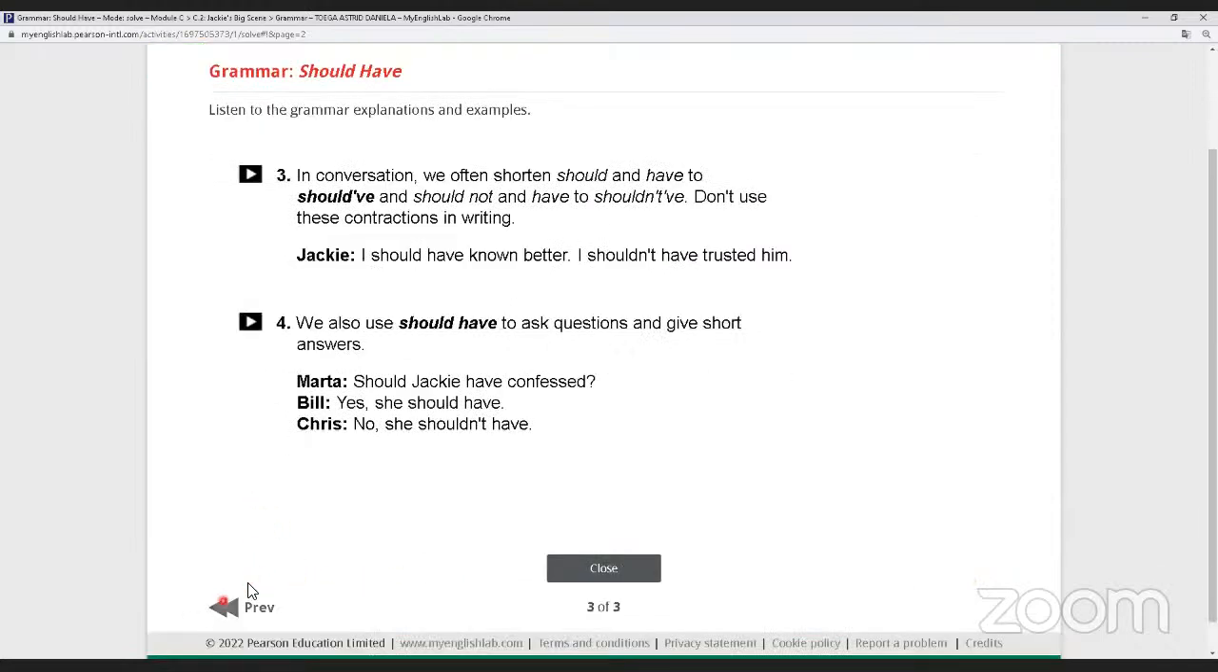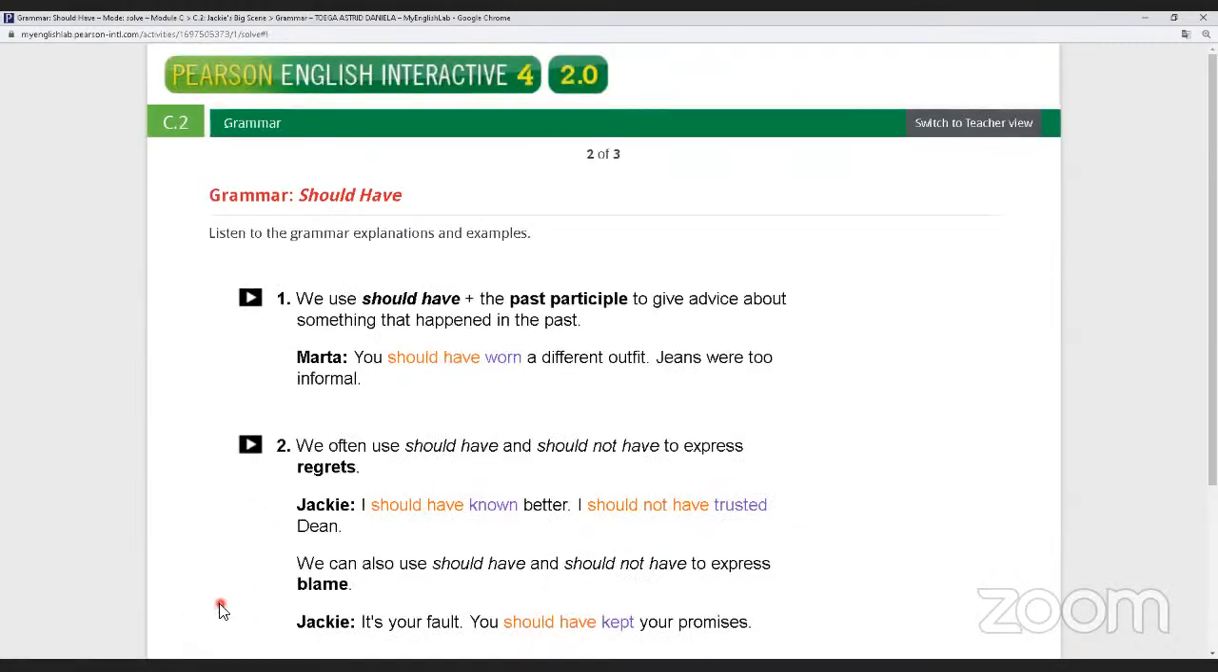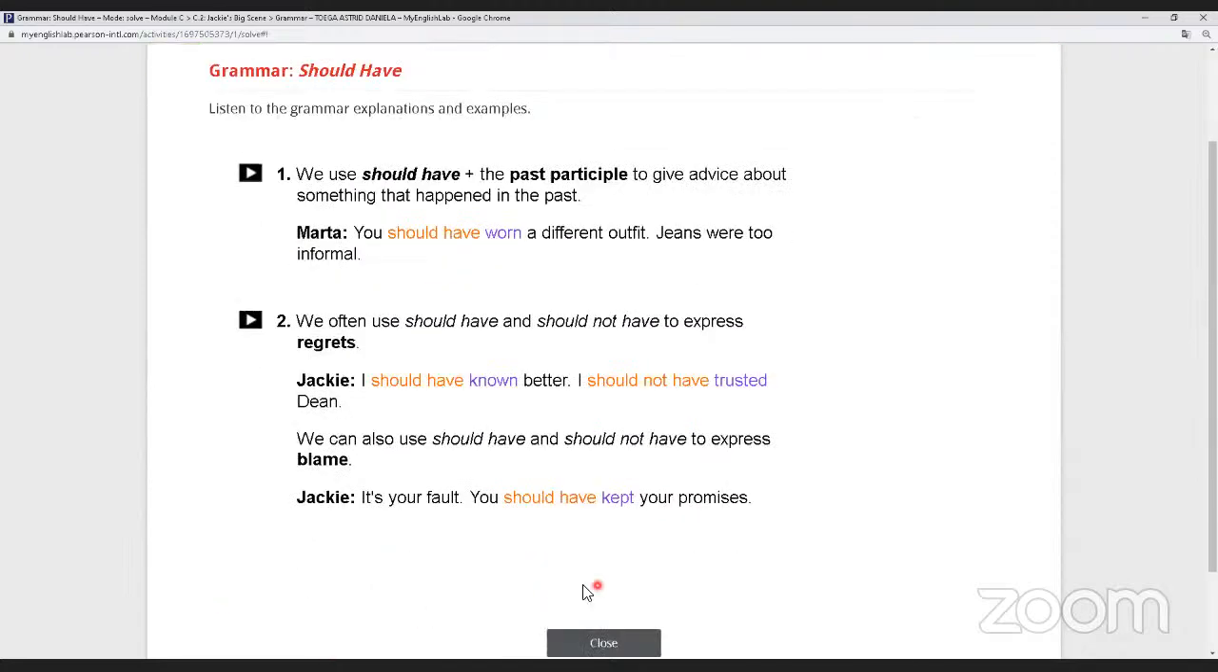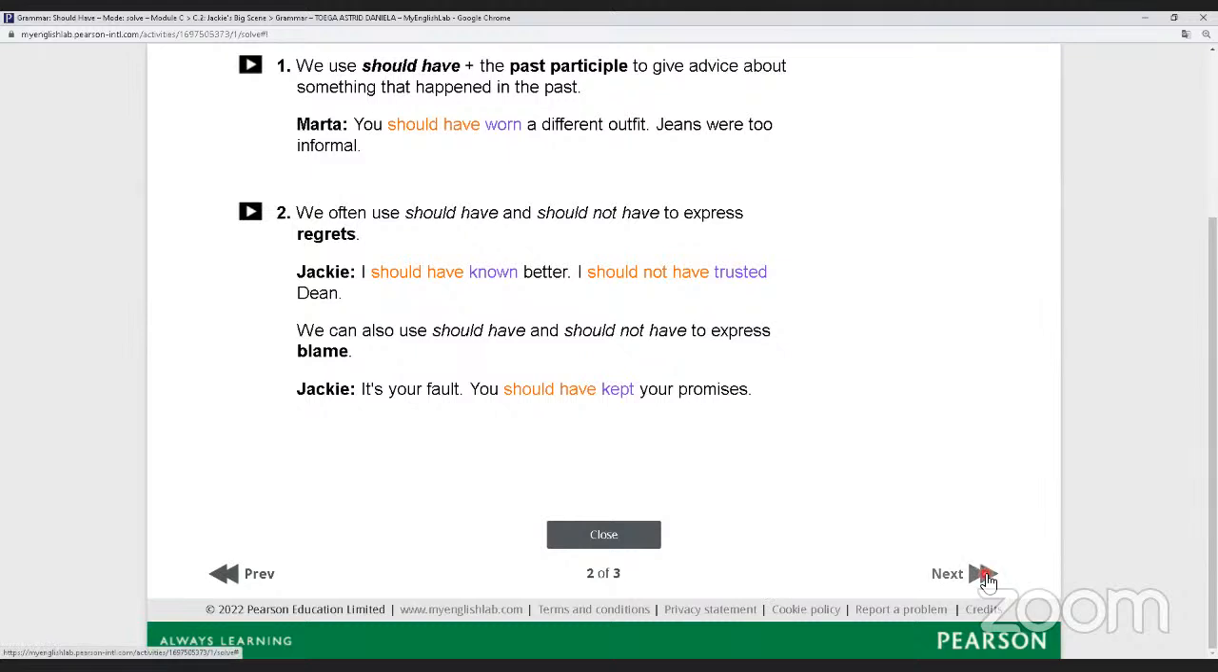Something for this structure, the other translation is debería haberlo sabido, o debía haberlo sabido. We could have these as the next two translations: debería haberlo sabido o debí haberlo sabido. Okay, teacher. All right.